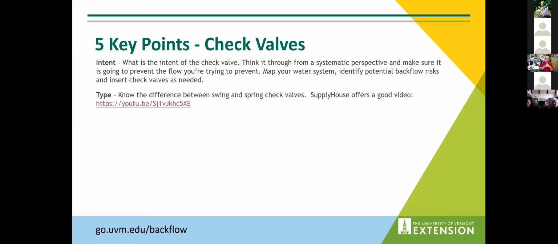Know the type, the swing or the spring. There is a YouTube video that you can watch which explains the differences between the two. But really the biggest thing is which one is better for use, whether it's the swing or the spring type. The advantage of the spring type is you can install them upside down or sideways, and it doesn't make any difference because it's the spring that maintains the pressure. With the swing type, again, you have to install them the right way, or if not, they will be open all the time.